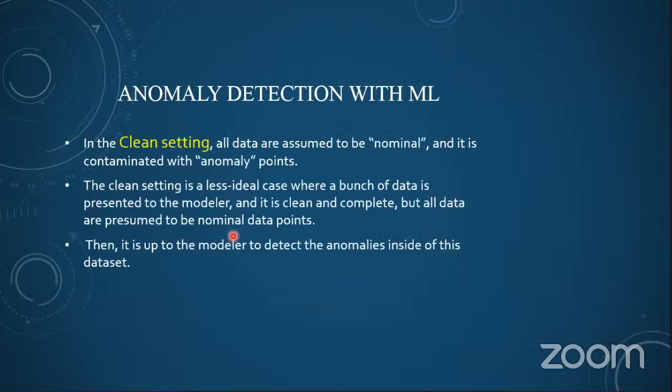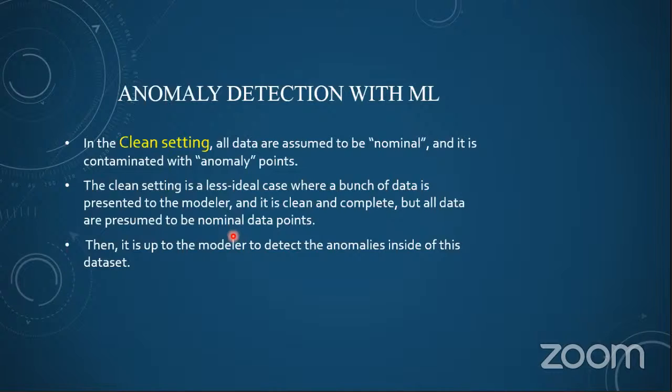Now, the second one is clean settings. That means we have some data and all the data points inside that data are assumed to be normal. Okay, it's nominal only, but it has some anomalies in it. We will say that we have some 100 data points and all are normal, but there are some anomalies in that. So there is no particular relation between the nominal as well as anomalous data.